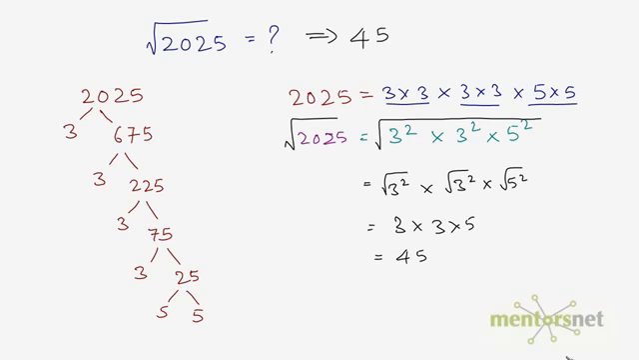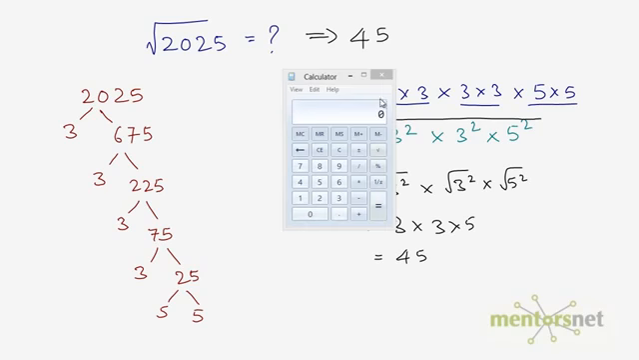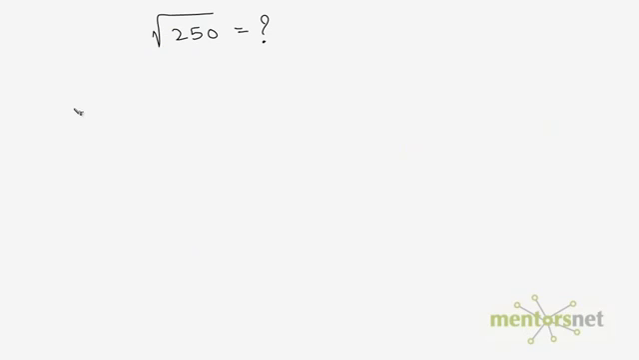Let us verify this with the help of a calculator. So 45 times 45 should come out as 2025. So 45 times 45 is equal to 2025. So our answer and our method is correct. Let us take another example. Let's calculate the under root of 250.